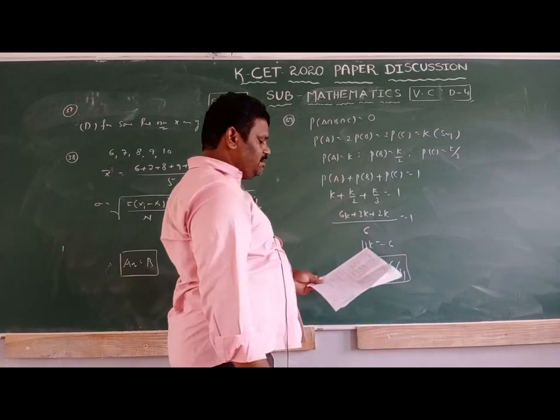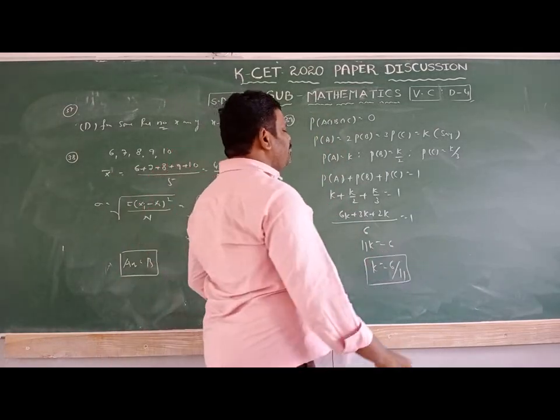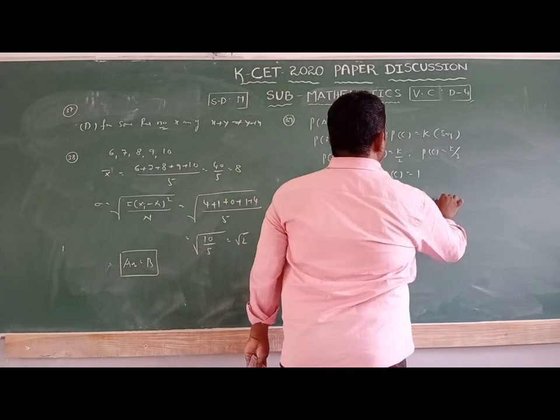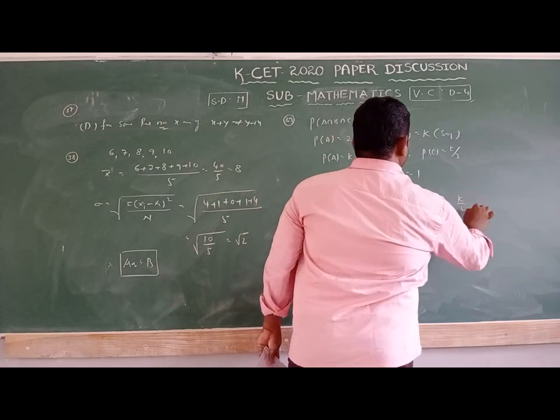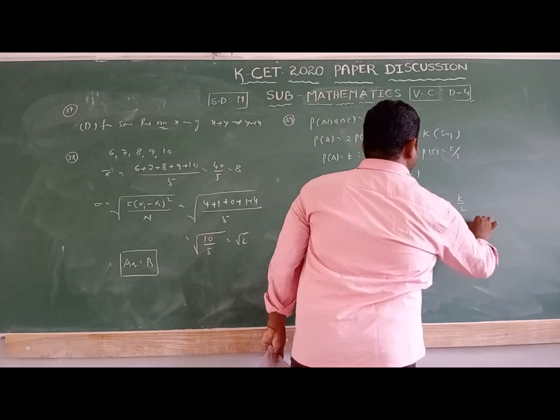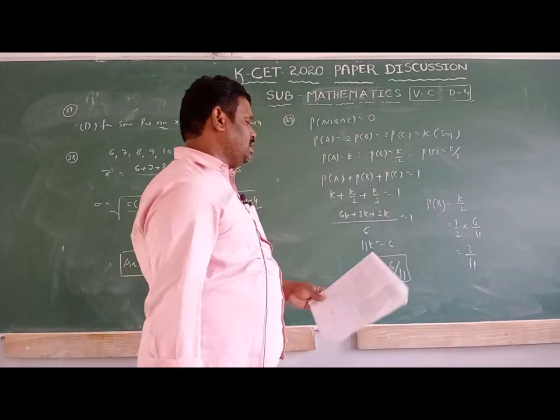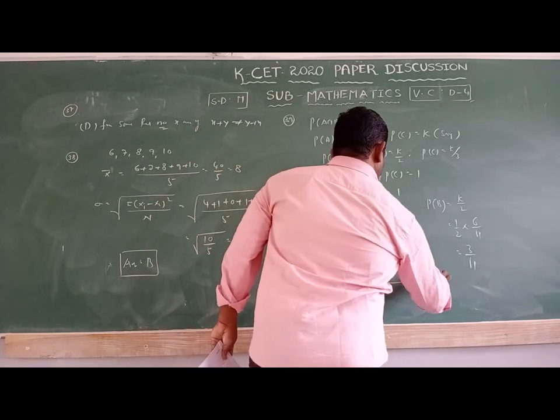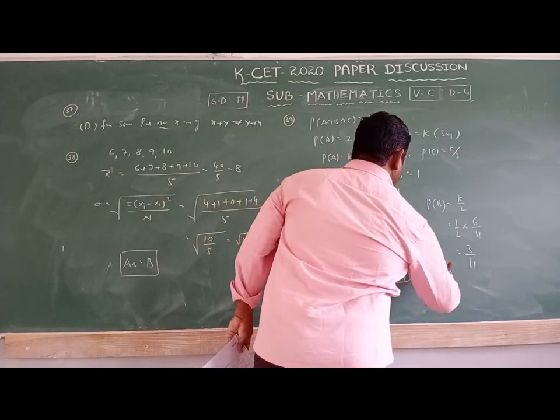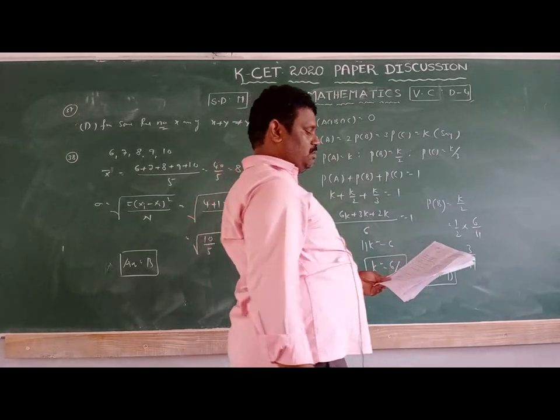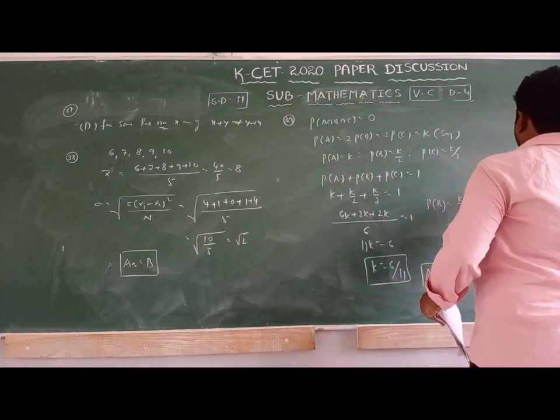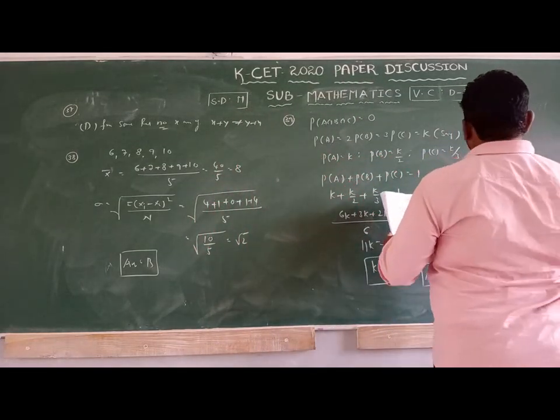If you want the probability of B, we consider k by 2, so 1 by 2 into 6 by 11, that is equal to 3 by 11. So which option is correct? The fourth option is correct. The answer is option D. Okay. Next, this is also a simple one.